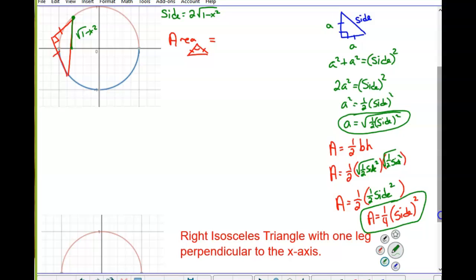anytime I have an isosceles right triangle and its hypotenuse lies on the x-axis, here's my formula. Well, we know what our side length is now, so I could set up the area and then set up the volume. You really don't even need to draw this area out.